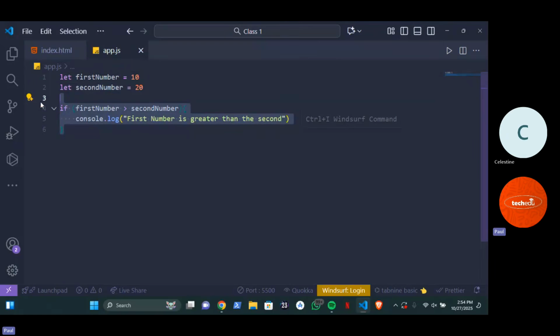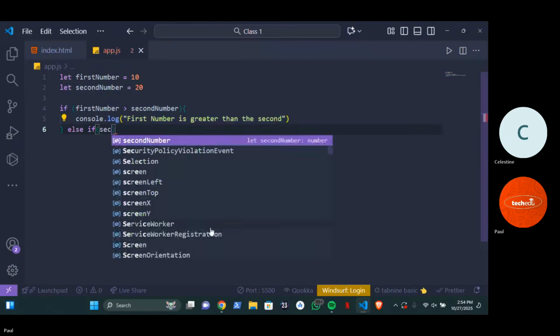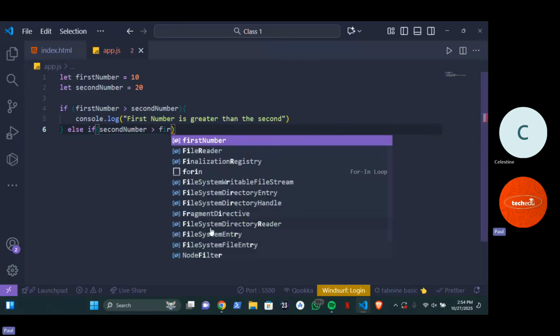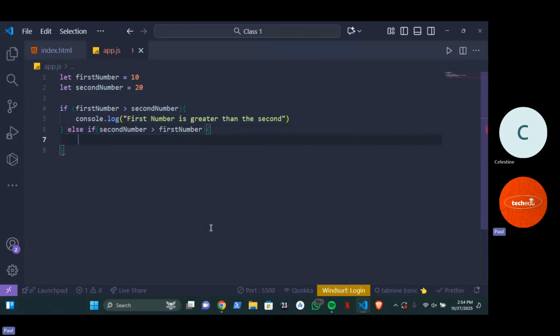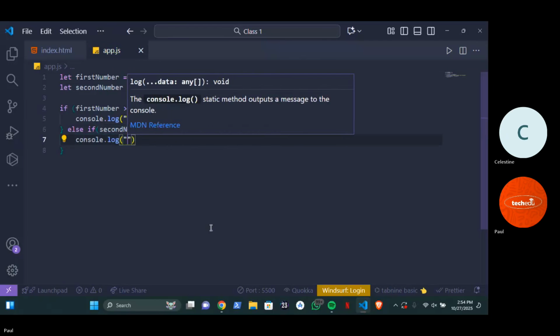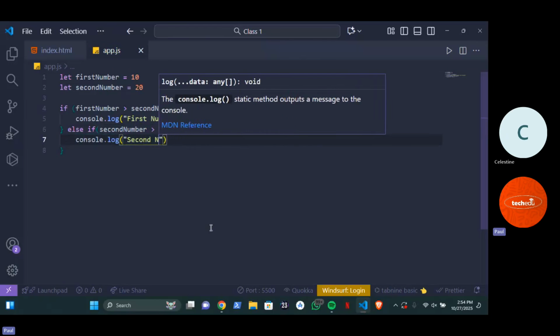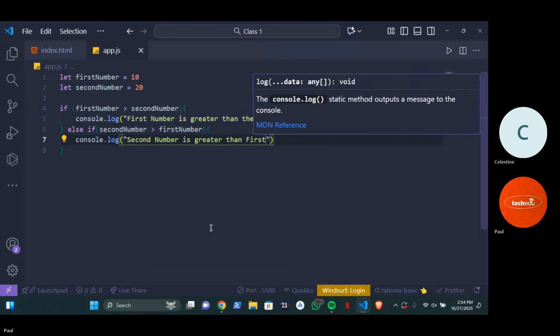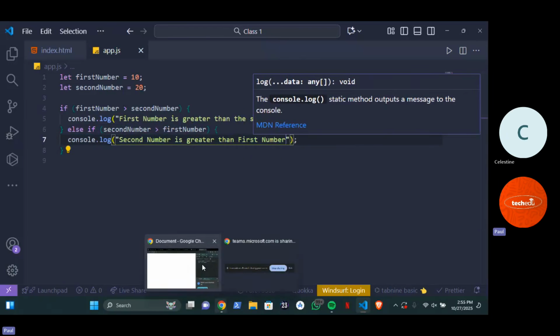Do you understand it now? That's why we have else if. Now if I come here and say else if second number is greater than first number, what do you want? You console.log second number is greater than first number. Do you understand? Now if you check it out, you get the second one.